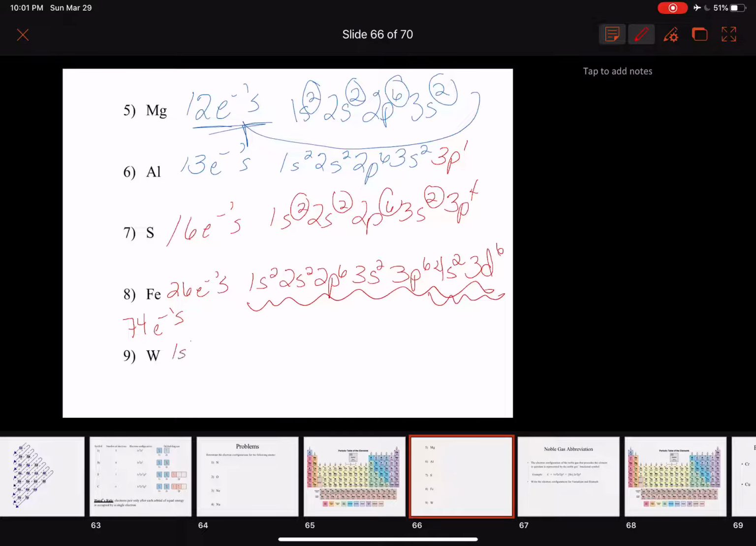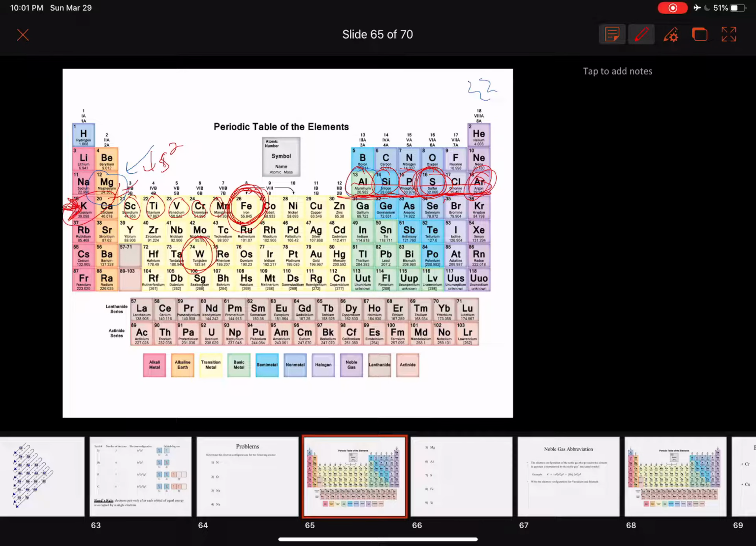We've got 1s2, 2s2, 2p6, 3s2, 3p6, 4s2, and then if we go from where we were with iron, iron was 3d10. And we can see tungsten's way down here. So we've got a whole lot more to go.